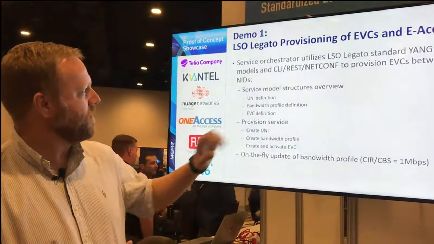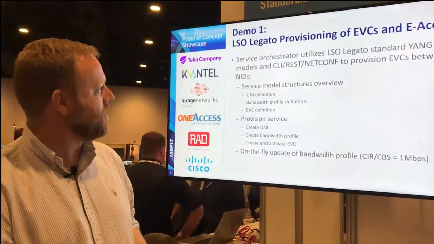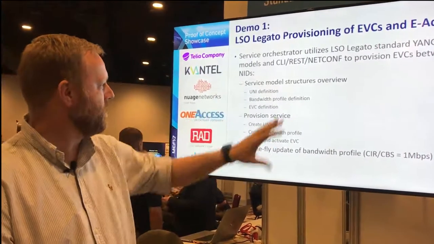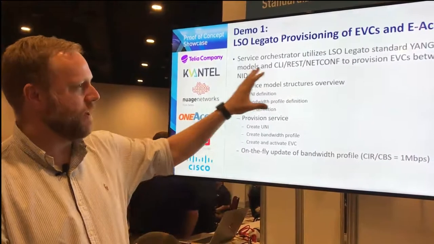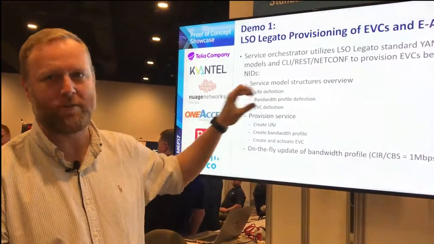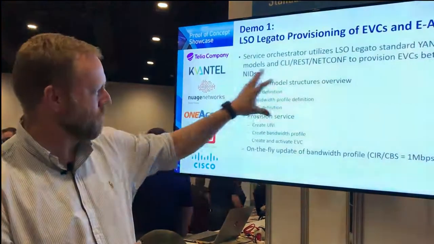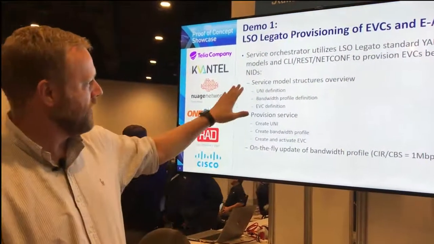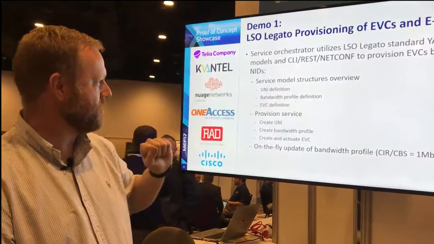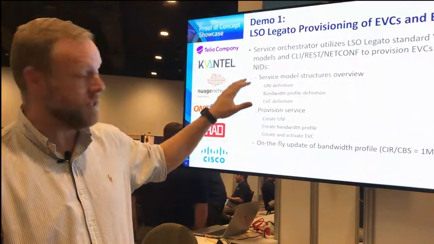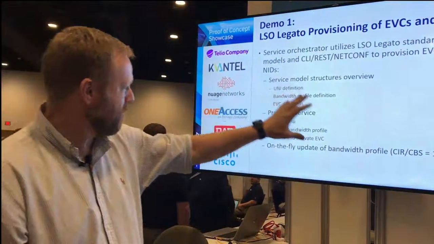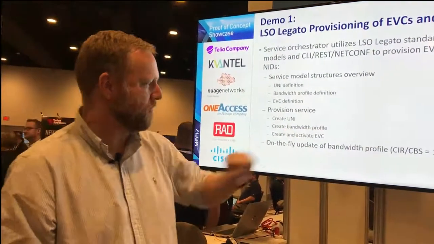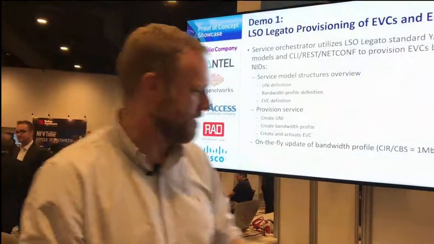So what we did was that, using the YANG modules provided by the MEF, we looked through what needed to be done here, and we saw that, based on the information model from the MEF, there are 3 important parts of the Legato model. You need your UNI definitions, you need your bandwidth profile definitions, and you need to tie them together in an EVC. So we are provisioning that service, and then we're showing an on-the-fly update of the bandwidth profile using these standard models.